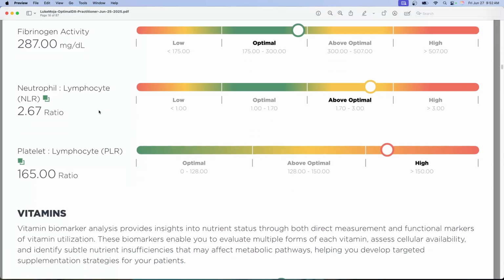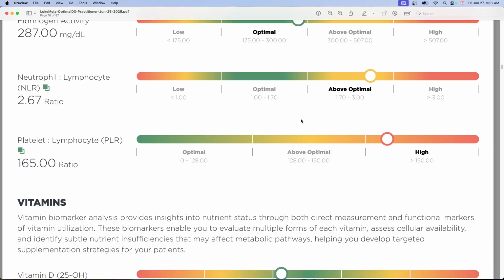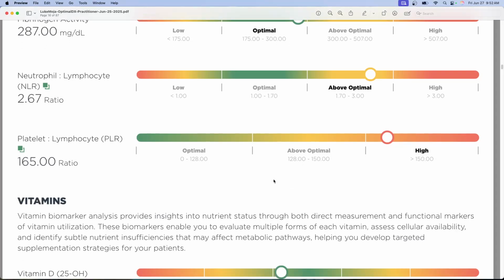So these are some ratios they run as well that can give us some ideas about inflammation. So neutrophil to lymphocyte ratio. These are two types of white blood cells that we'll talk about here in a minute. You can see that ratio is actually above optimal, so it indicates some potential inflammation there, having to do with the immune system. That doesn't surprise me a bit, considering I did suspect some type of chronic infection that's been reactivated.